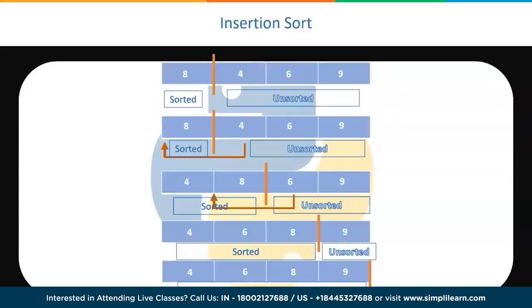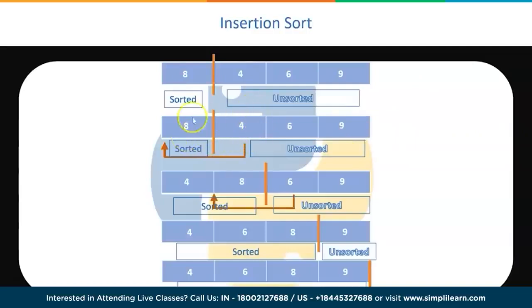Just to simplify things, insertion sort is like playing cards, where you shuffle the cards and then sort the playing cards in your hand. The array is virtually split into sorted and unsorted parts. Values from the unsorted part are picked and placed at the correct position in the sorted part. So in our example, our sorted part is 8 and unsorted is 4, 6 and 9. Now in the second iteration, we will compare 4 with 8.